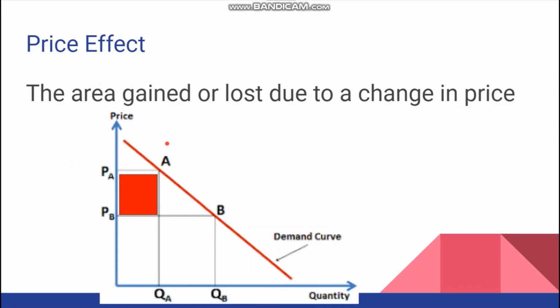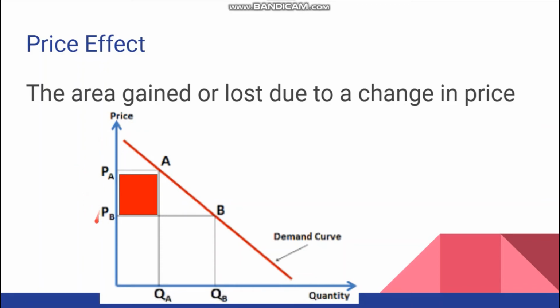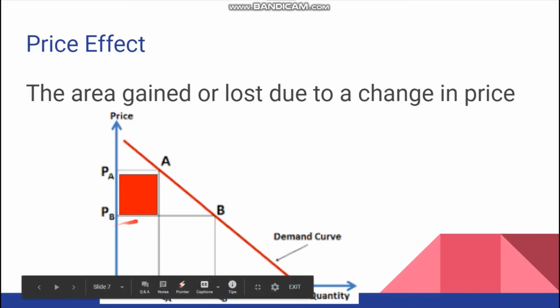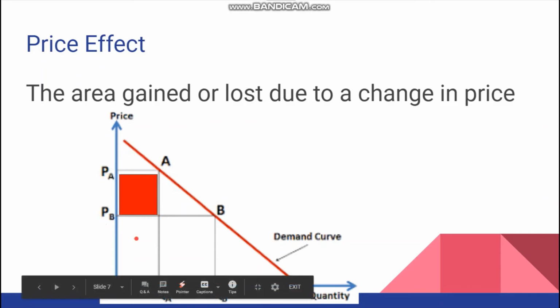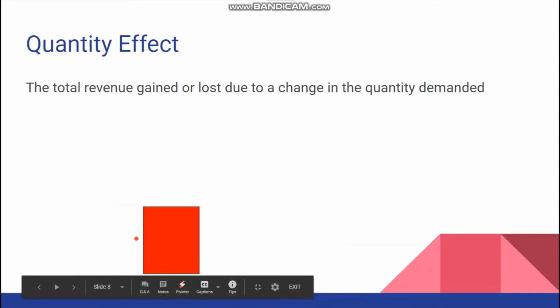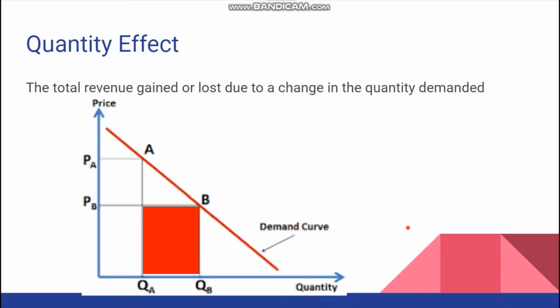And with total revenue, we can calculate exactly how much money we lost or gained. If the price went from PB to PA, we would gain more money in the price effect because we increased the price. This distance right here, PA to PB, times QA, price times quantity, we could calculate this area. And then we can compare that to the quantity effect. The quantity effect is the total revenue gained or lost due to a change in the quantity demanded.